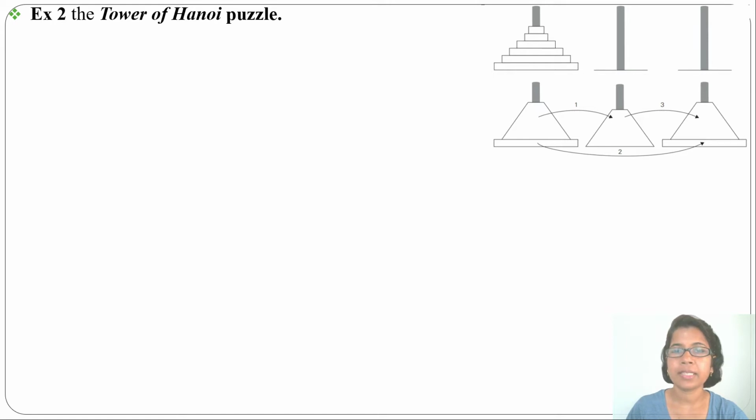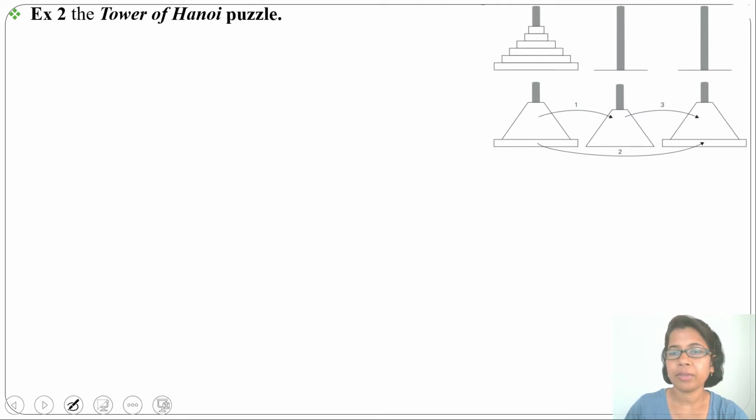Hi, let's discuss the second example of analyzing a recursive algorithm. I already discussed one example, the factorial function. Let's discuss the second example, the Tower of Hanoi puzzle. Before analyzing its recursive algorithm, first you need to understand what the Tower of Hanoi puzzle is.